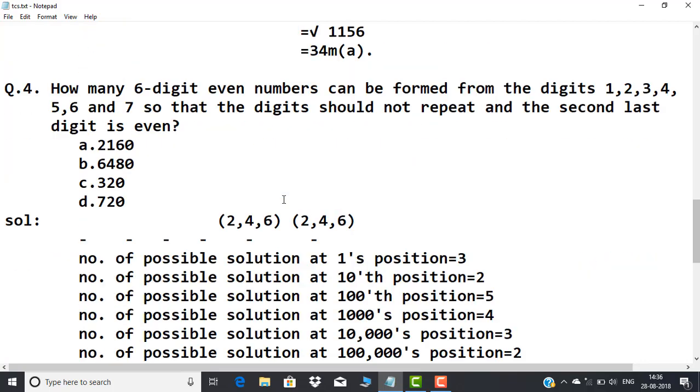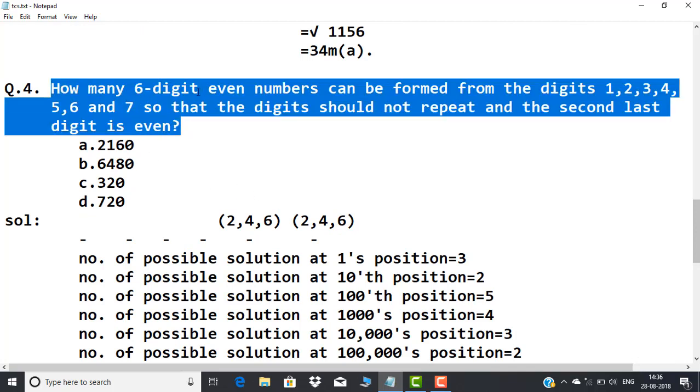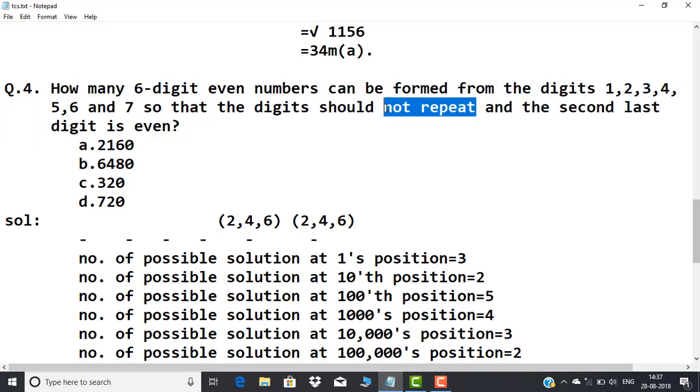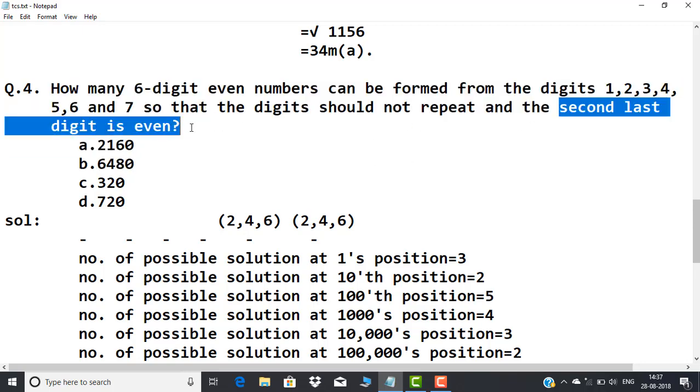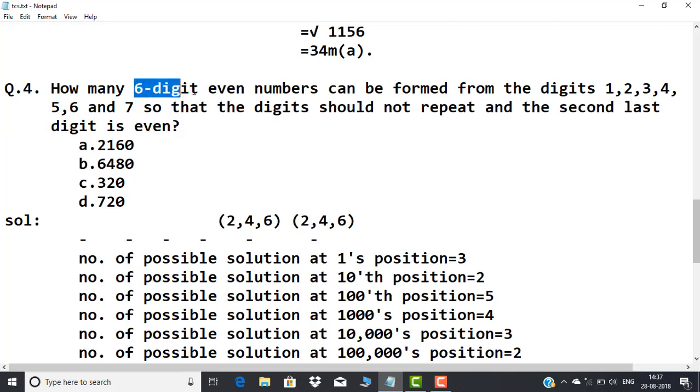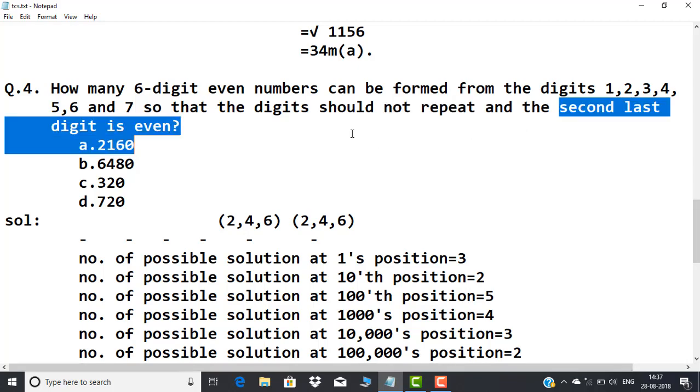Okay, so now moving on to question number 4. This is a very important question, friends. How many 6-digit even numbers can be formed from the digits 1, 2, 3, 4, 5, 6 and 7, so that the digits should not repeat, and the second last digit is even. This is very important. So friends, we need to consider the points: first, we have to form a 6-digit even number; second, the digits should not repeat; and the third point is the second last digit is even.